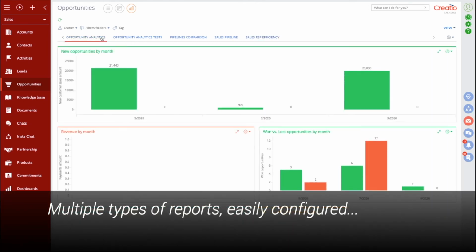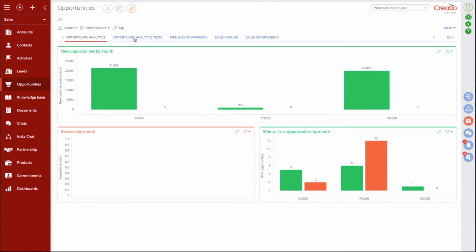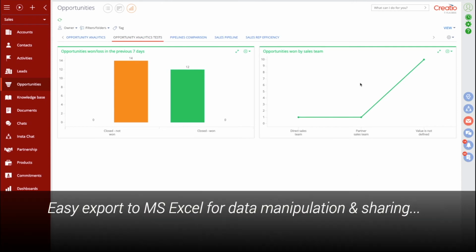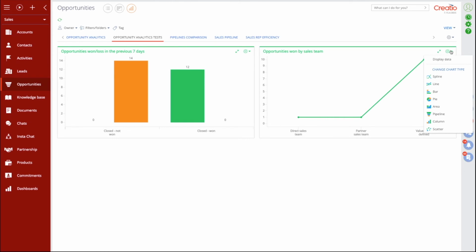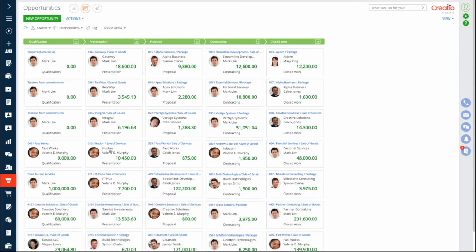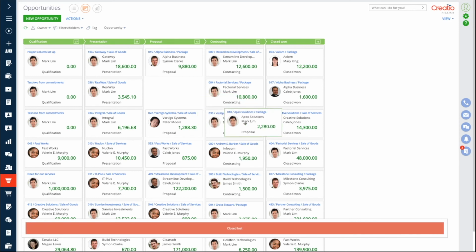We have all the types of reports and metrics that we might want in order to monitor and manage our sales teams. I would note that all of the source information for the charts can be put into a grid and then exported to Excel for further manipulation, for example, in pivot tables and or sharing with non-system users. We also have available a Kanban view of our opportunities and the stages they are in so that we can use a board like this maybe for cadence meetings when and if useful to your team.